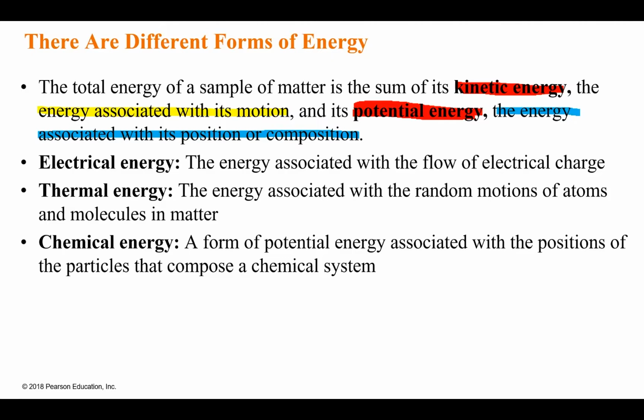But we have subclasses. Electrical energy, which is the energy that is associated with the flow of electrons, which have electrical charge. Okay, so anytime you have electrons flowing, that's electricity. We call that electrical energy. So you can think of electrical energy as a form of kinetic energy. Thermal energy, on the other hand, is associated with the random motions of atoms or molecules, and that's also kinetic energy. Now, when we say chemical energy, that's potential. This is a form of potential energy associated with the position of the particles that compose a system.